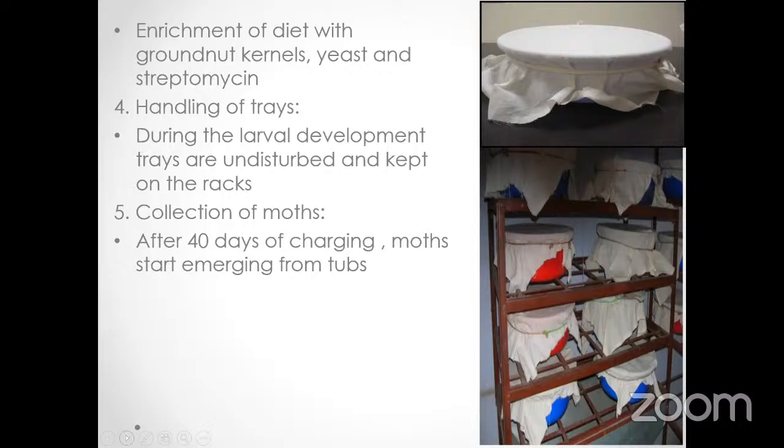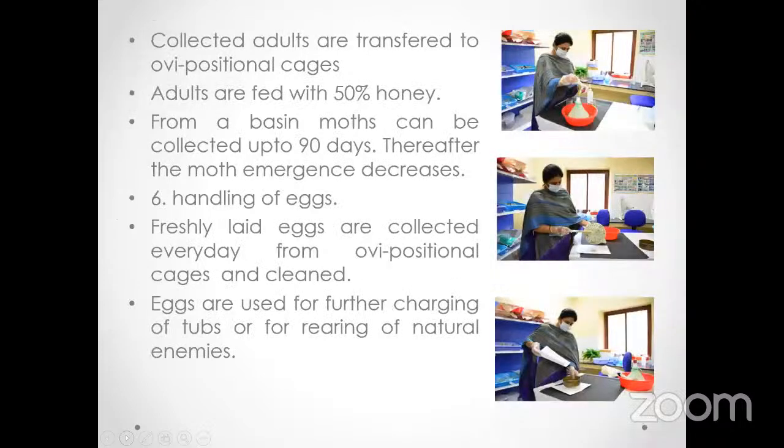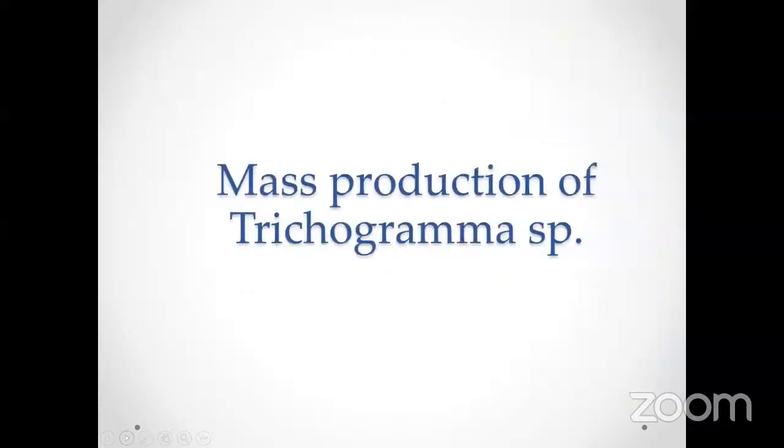After that, every day we need to observe the tubs so that we will be observing the adult emergence from 35 days onwards. At that time, when we observe the adult emergence, we need to collect the adults and the eggs laid by the adult insects. Freshly laid eggs will be collected and strained and used for the mass production of predators and parasitoids. Very important, very popular parasitoids are the Trichogramma group.